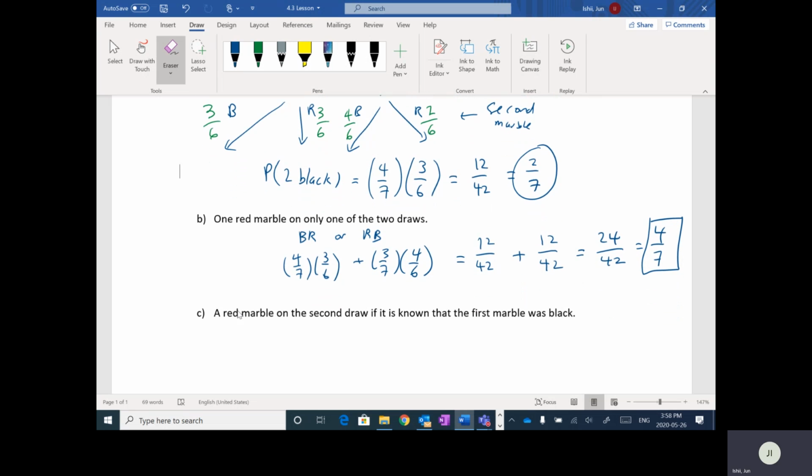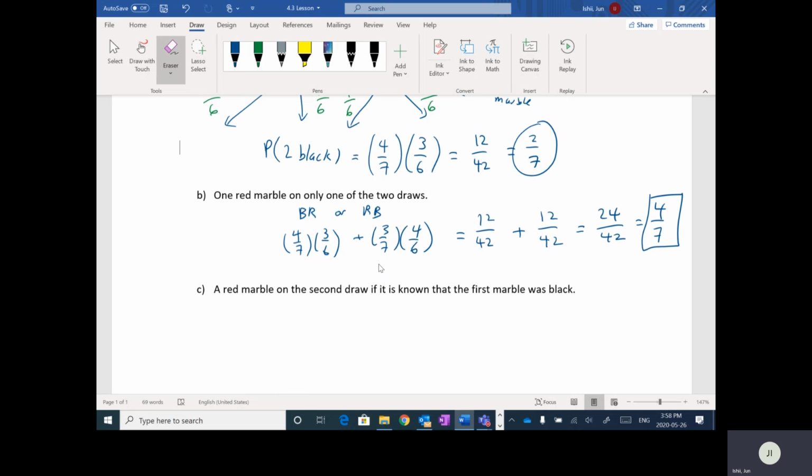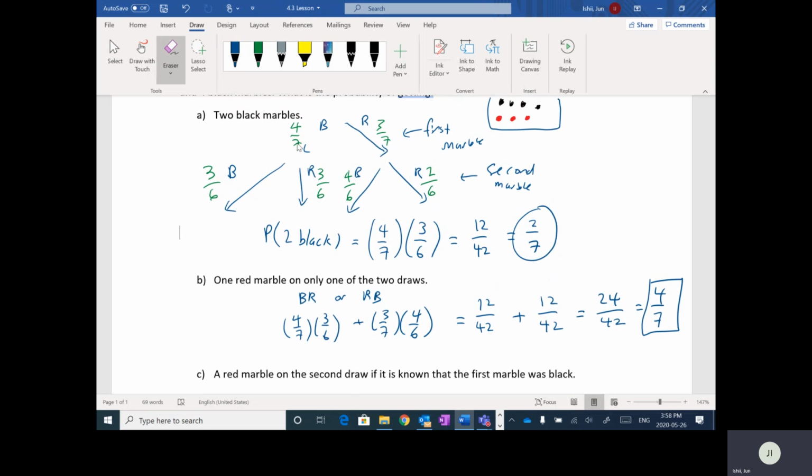Next up, part C. What's the probability of getting a red marble on the second draw if it is known that the first marble was black? Okay, so this one is actually not too bad. So to get a red marble, it's going to be either this one or this one, if it is known that the first marble was black. So the first marble was black, second one's red.